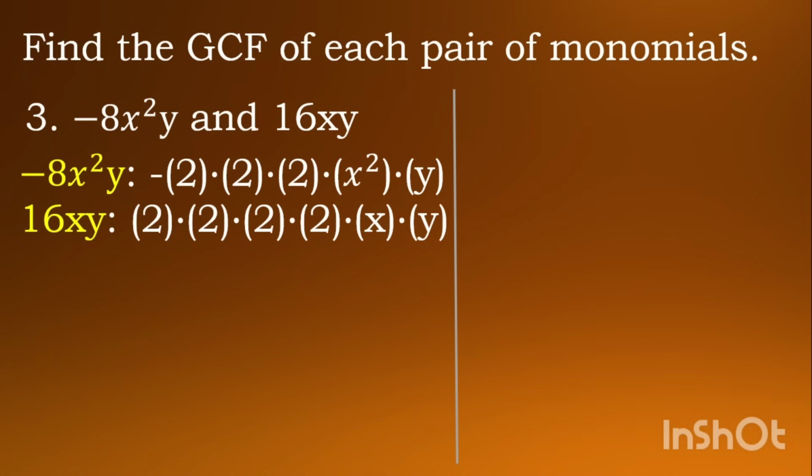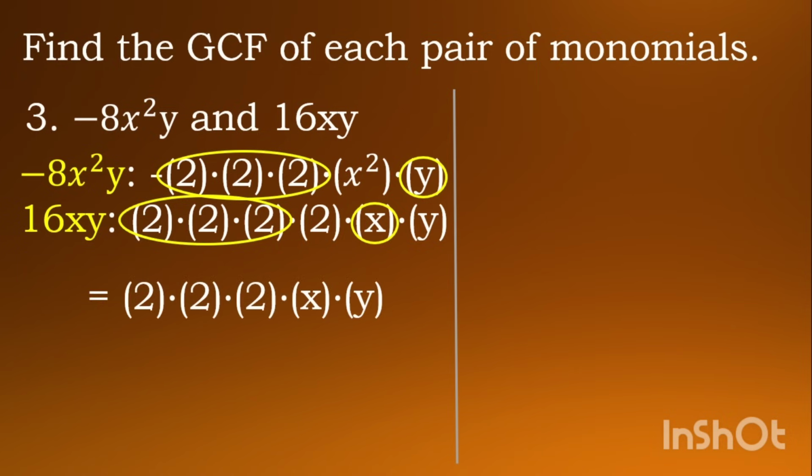So, anong common sa kanilang dalawa? We have 2 times 2 times 2. Hindi na natin isasama yung isang 2 sa 16xy kasi tatlo lang naman yung 2 dun sa negative 8x squared y. Now, pareho silang may common na x variable. So again, kukunin lang natin yung pinakamababang exponent and that is x. Same as y. So bring down natin yung tatlong 2. Ibaba natin si x at si y. So, we will have now 2 times 2, 4 times 2, that is 8xy.